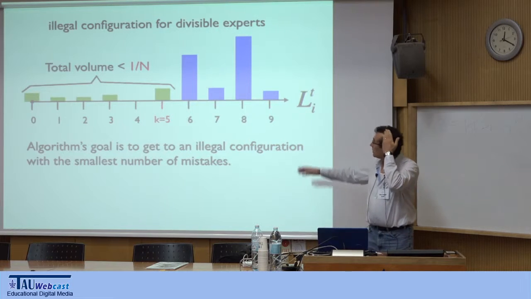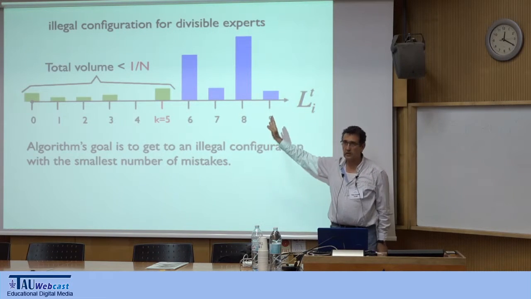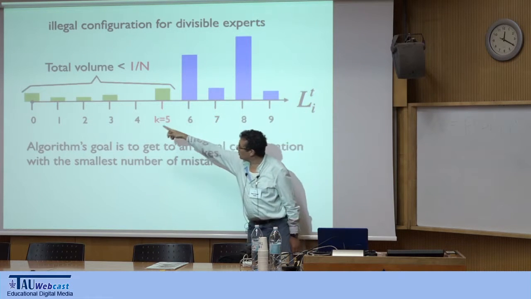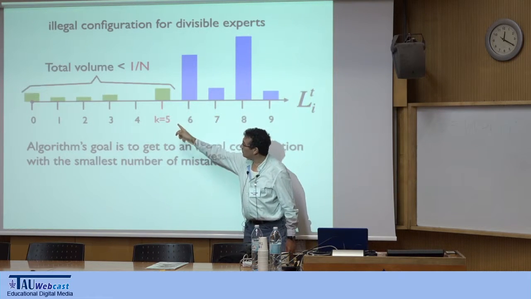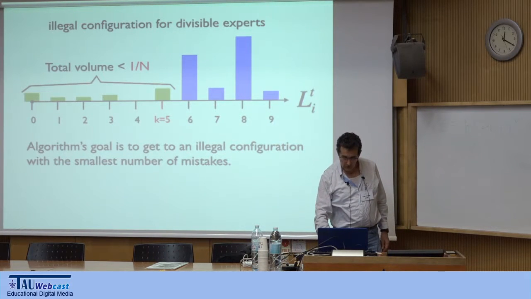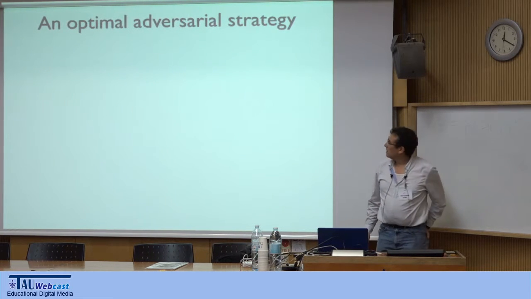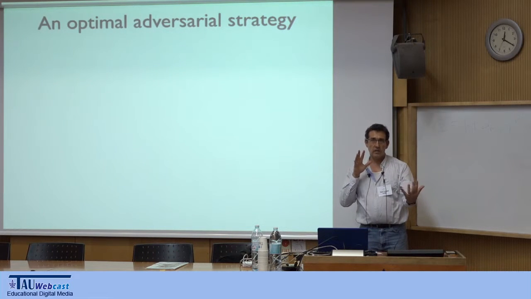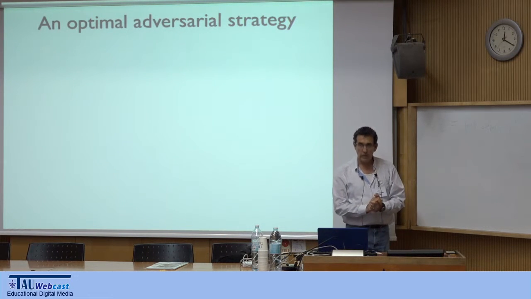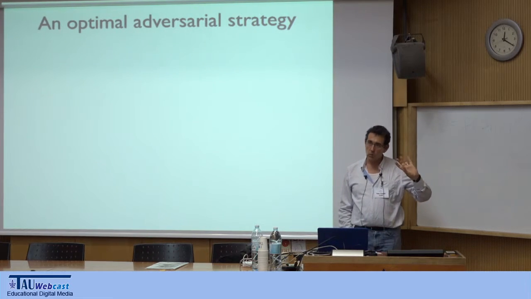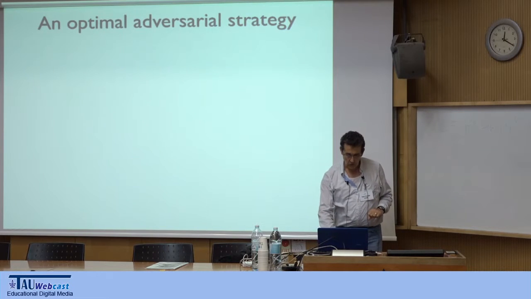Okay, so what was the illegal configuration before, which was completely empty, is now a slightly different illegal configuration where the total weight of 0 to 5 is less than 1. Okay, that contradicts the assumption. So what does the optimal adversary do? Now, basically, we made this game such that the game is completely tight in its analysis. And so we can start by thinking, what would be the worst thing for the adversary to do?